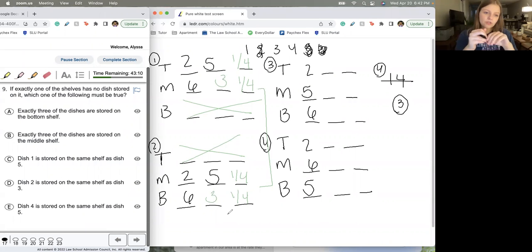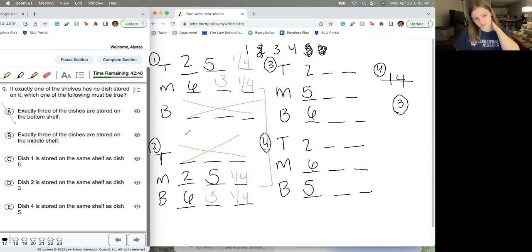Does it have to be true that exactly 3 of the dishes are stored on the bottom shelf? No, it doesn't. Because in this first world, I can have the bottom shelf have nothing. So because it's a must be true, it has to happen in both of them. It not happening in that one world completely makes this answer choice wrong. So I can eliminate A.